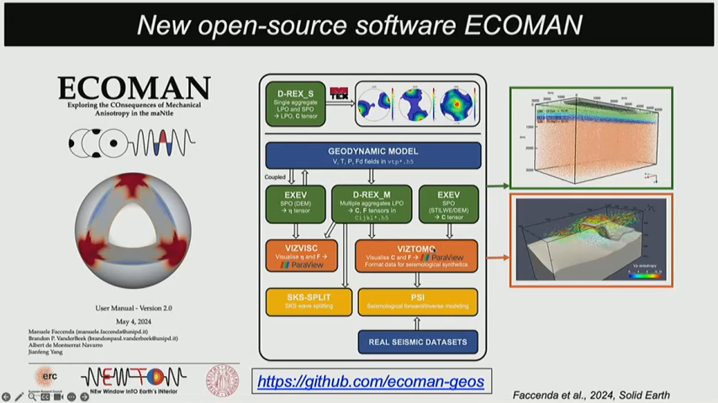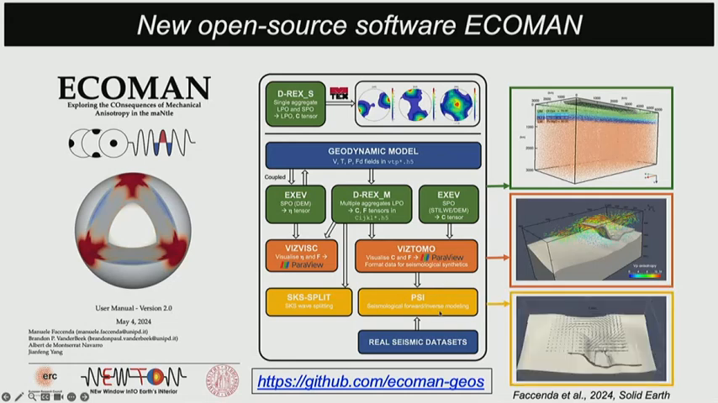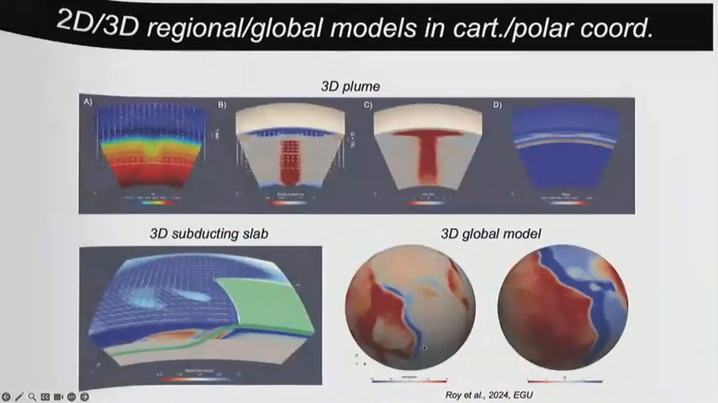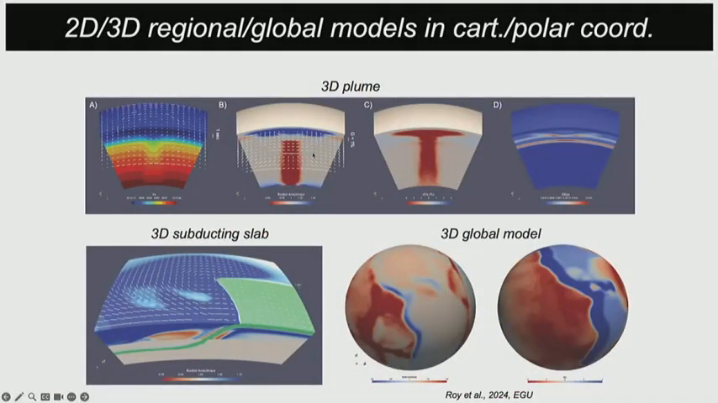And then I can perform the seismological synthetics. I can compute synthetic SKS splitting, or I can perform the isotropic or anisotropic P-wave tomography with this software here, right? And the point is that I can also use this software PSI, which stands for Platform for Seismic Imaging with Real Datasets. This is what you get. These are three different models.